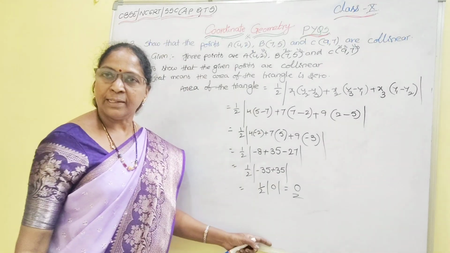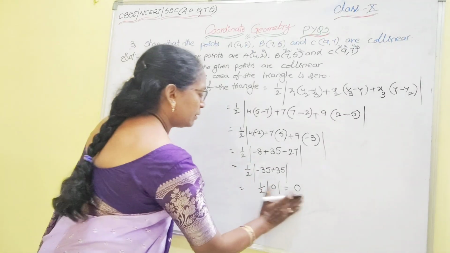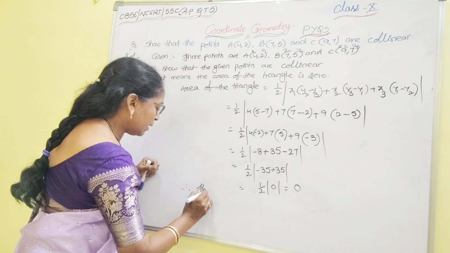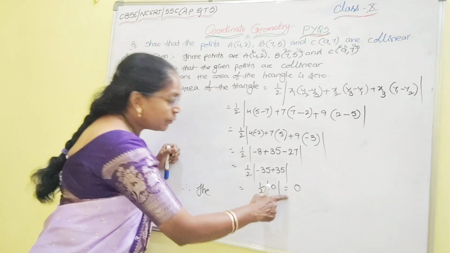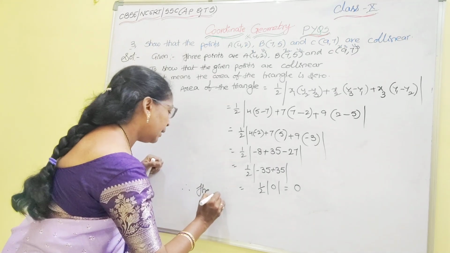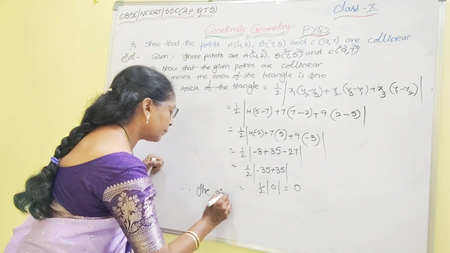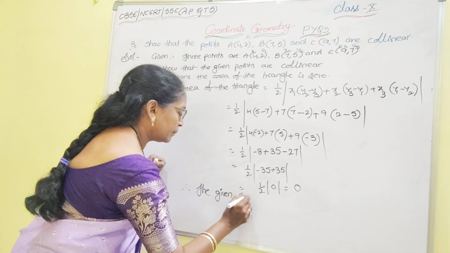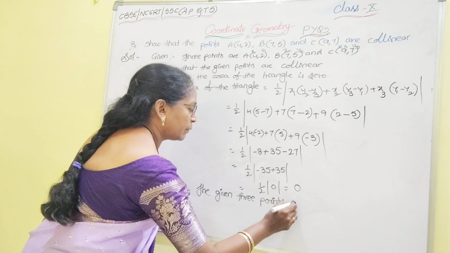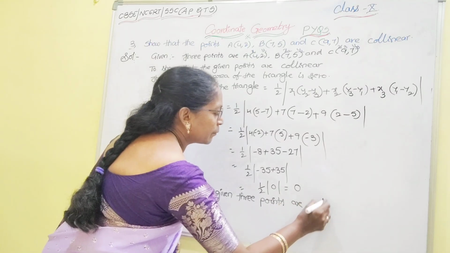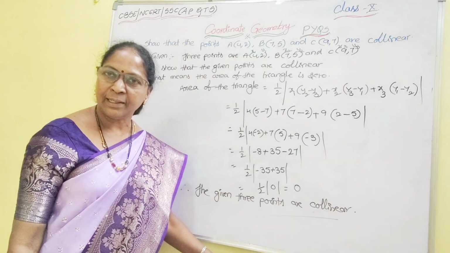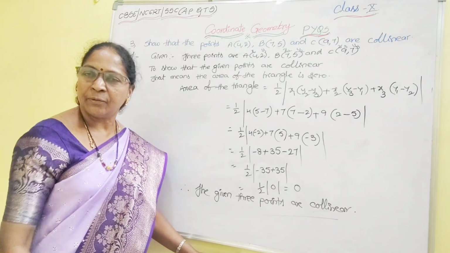You showed? Is it correct? Yes. Therefore, the given 3 points are, you showed already. Why? Because we got here area of the triangle equal to 0. Therefore, the given 3 points are collinear. Is it clear? Like this, you have to present.